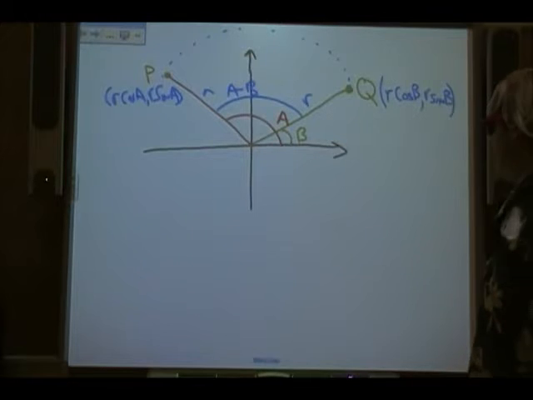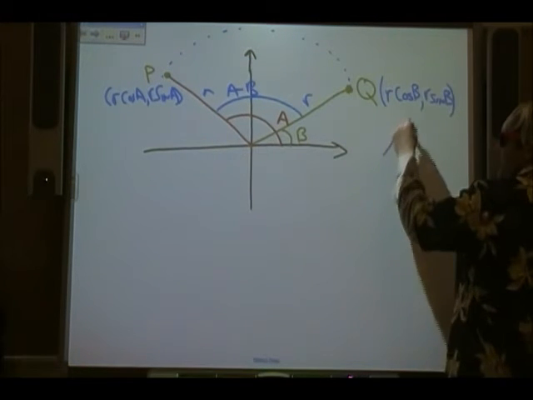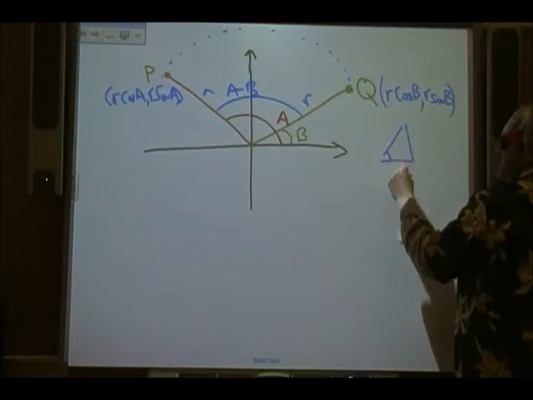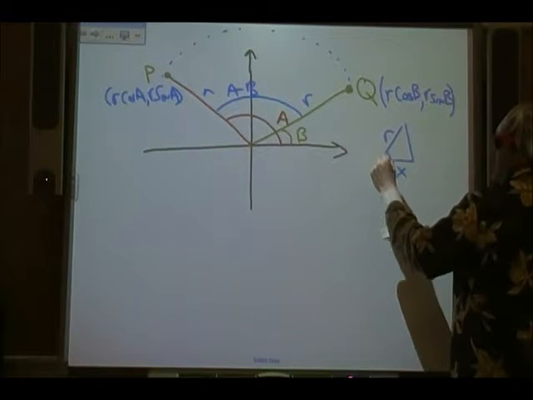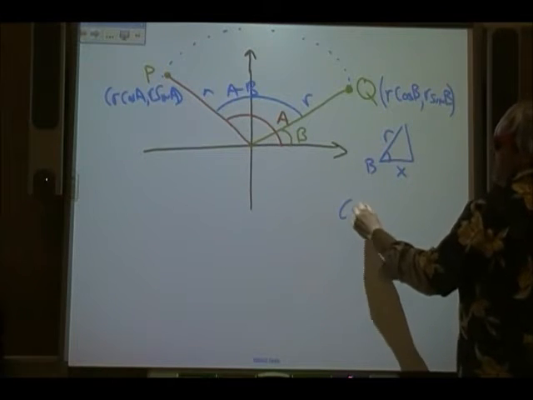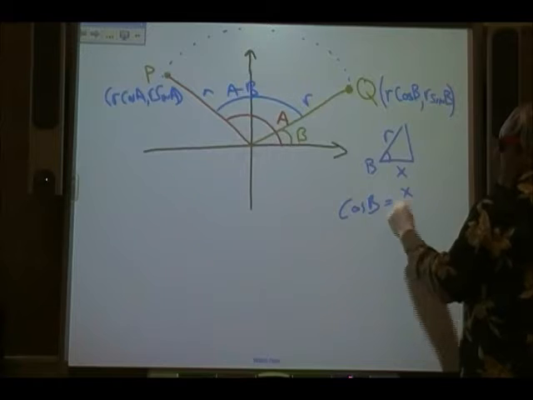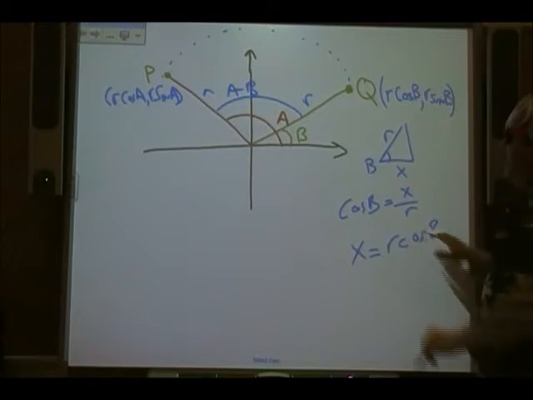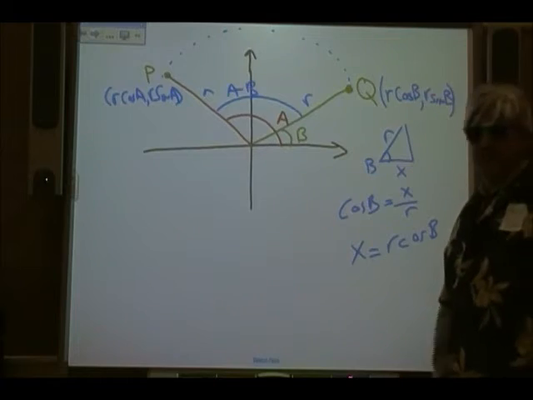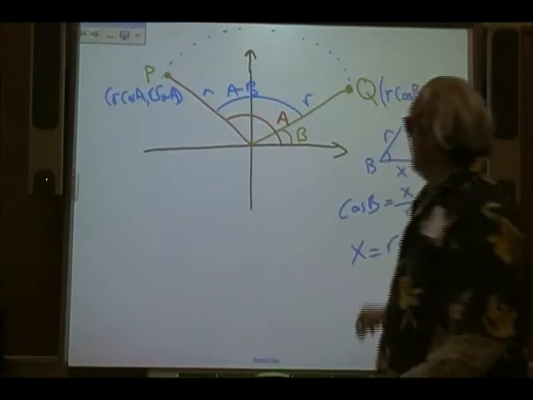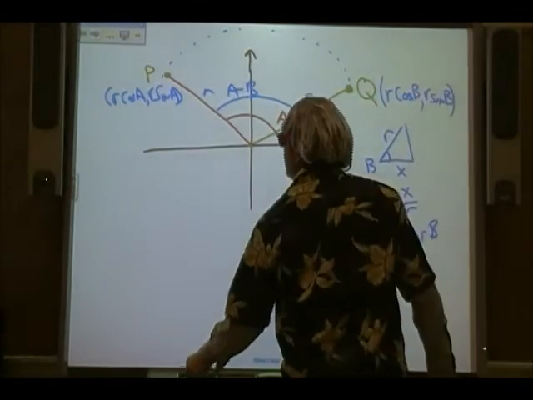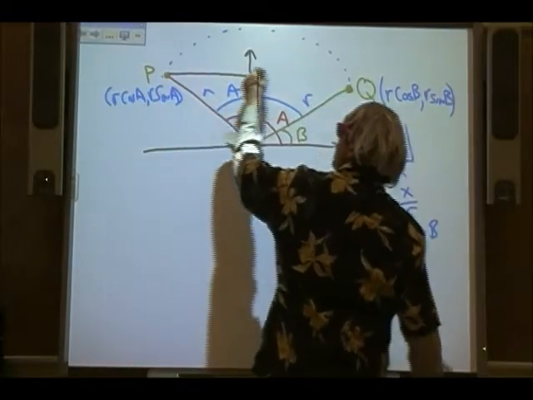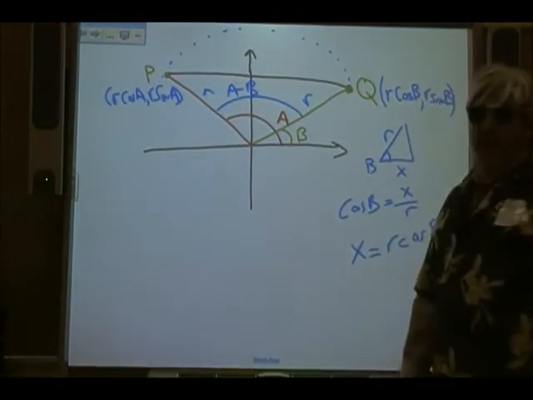So far, so good. And that's just based on this. I'll just do it really quickly. This is x, this is r, this is angle B. So cosine B is x over r, so that means x is r cosine B. And using that philosophy, you got all this. Now, we have two things. This distance PQ, I can find two ways.